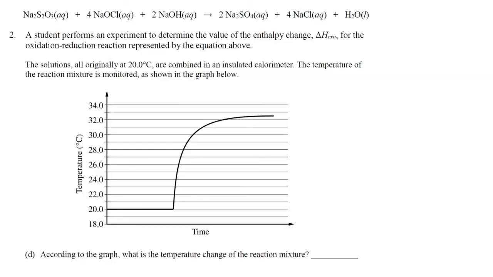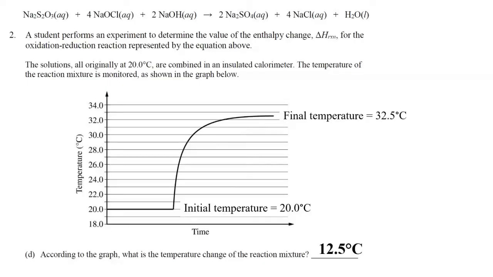So they don't want the final temperature, they want the difference in temperature. So the highest temperature where it plateaus in this diagram is between 32 and 33 degrees Celsius. So my initial temperature is 20.0 from the graph, and my final temperature is halfway between 32 and 33. So final temperature is 32.5 degrees Celsius. That's a difference of 32.5 minus 20, which is 12.5 degrees Celsius. So my answer to part D is 12.5 degrees Celsius, which I read from the graph.